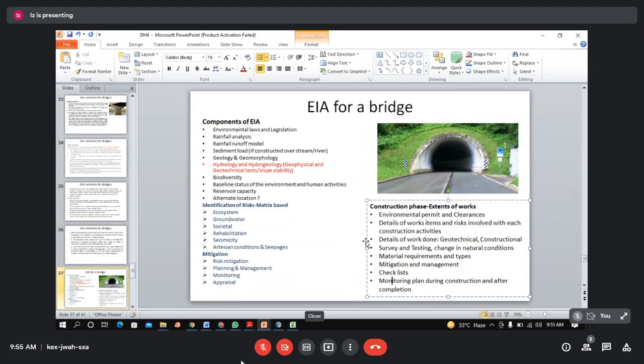So what comes out here is that within the EIA you need to develop the extent of work within the construction phase. Because EIA is nothing but looking at the environmental conditions prior to construction. Now you are making a plan for the construction phase, right? So in the construction phase, what may be the requirement? You need to list that down within the EIA.